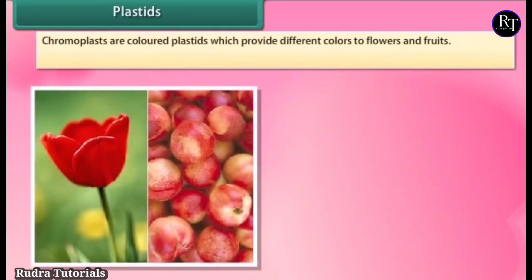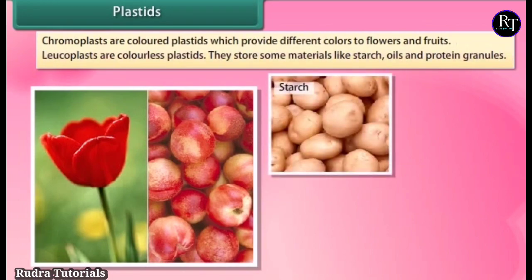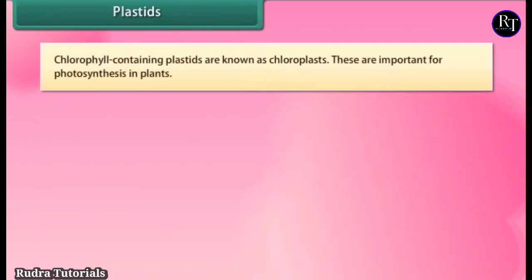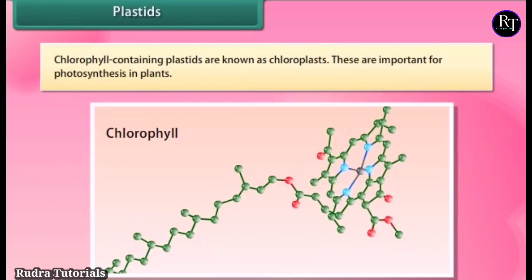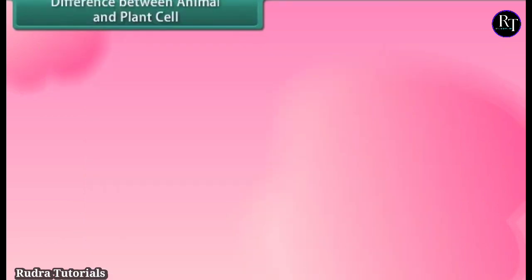Chromoplasts are colored plastids which provide different colors to flowers and fruits. Leucoplasts are colorless plastids. They store some materials like starch, oils, and protein granules. Chlorophyll-containing plastids are known as chloroplasts. These are important for photosynthesis in plants. Difference between animal and plant cell.